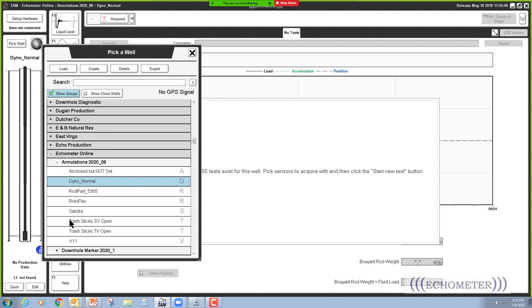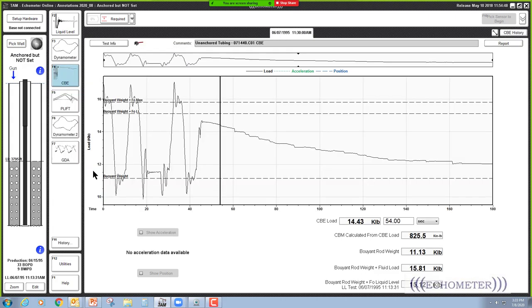This is the one where the traveling valve sticks, trash sticks the standing valve open, this sticks the traveling valve open. And this is a V11 well that's measured the PRT data. So I'm going to start off with the very first one at the very top, and we'll look at that one first, and we'll draw a reference load line.